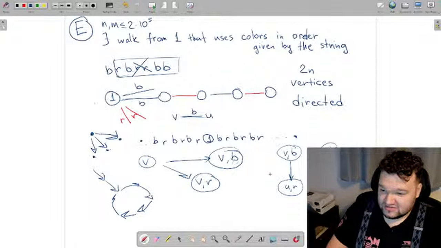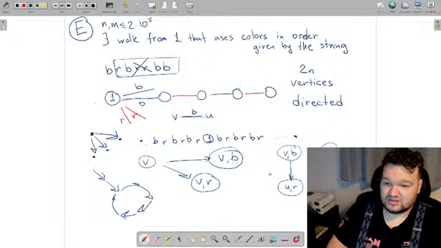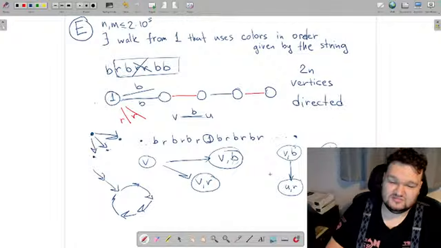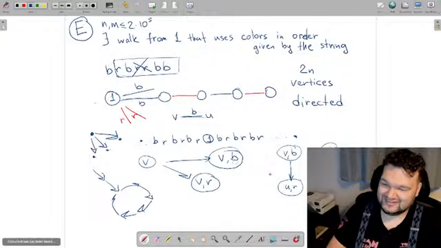So you're basically splitting each node into two and distributing its edges on the two nodes depending on the color. Yes, and I'm also making the edges directed, because well, they're directed now.